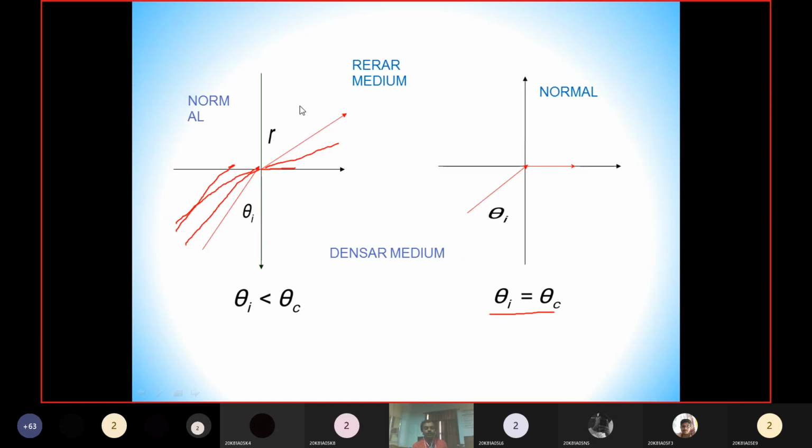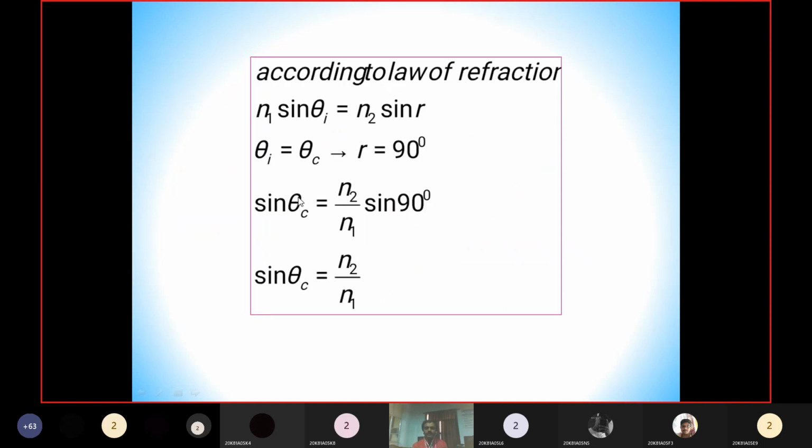So I am writing the condition for this transmission diagram. After that we will apply it to the critical angle. According to the law of refraction, if the ray is refracting, it should follow this law: n1 sin theta i is equal to n2 sin r. What is n1?